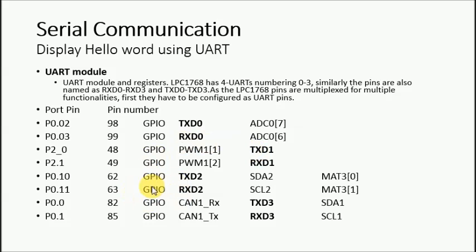Here it has four different functions: general purpose input output, serial communication, SDA and SCL, and the MAT functions. Then here also there are four functions: general purpose input output, the CAN functions, TXD and RxD function, and SDA and SCL. Now how do we configure this?